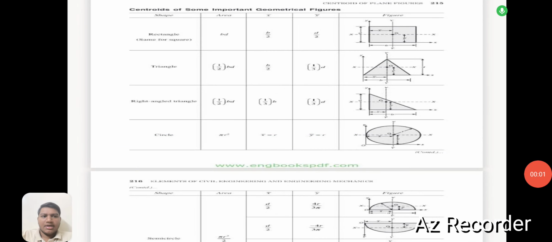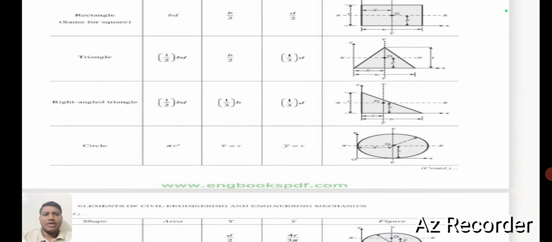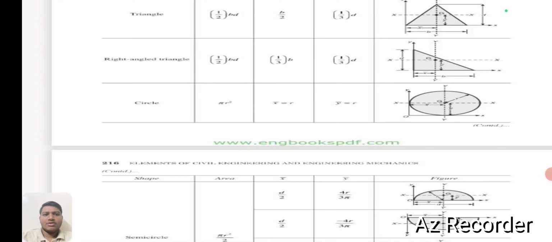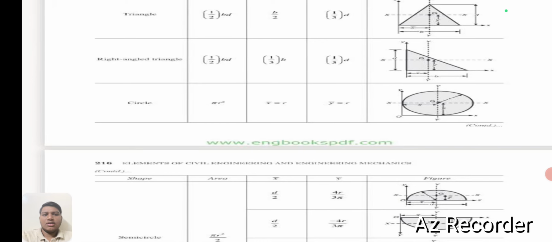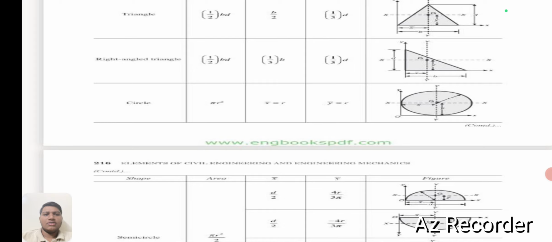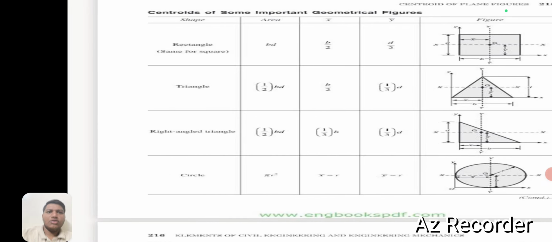To find the area of a semicircle, that is pi r square divided by 2, and the x bar is d divided by 2, that is diameter divided by 2. To find the y bar, we should use 4r divided by 3 pi. R is nothing but radius. This is all the things we should use to find the centroid of some important geometrical figures.